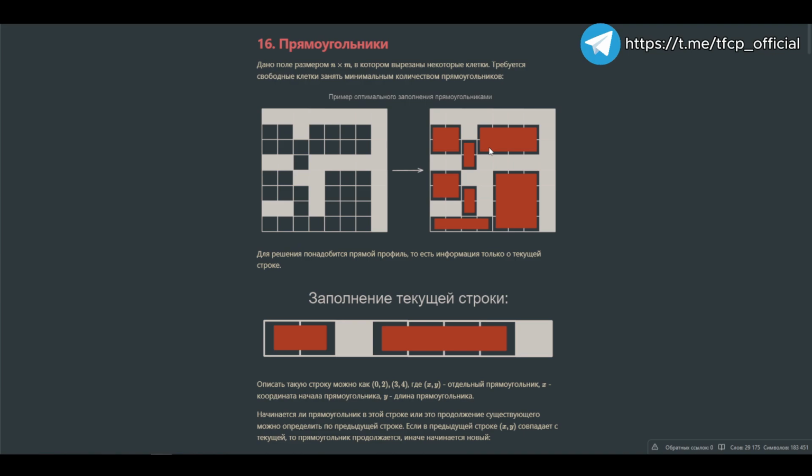So, rectangles. In this scenario, the mask will appear somewhat unusual. We are presented with a field once more, along with a large pit in which some cells are cut out, creating gaps or empty spaces. It is required to fill these free cells with the minimum number of rectangles. That is, we have some unfilled cells that need to be filled with the smallest number of rectangles in order to complete the task correctly.